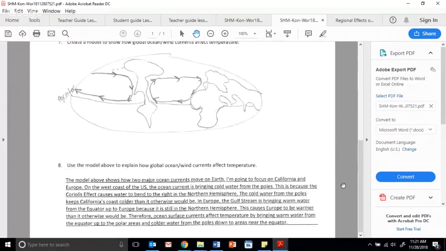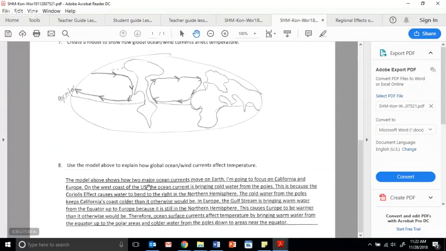Okay, so here's my explanation. The model above shows how two major ocean currents move on Earth. So I didn't put all of the ocean currents because that would just be ridiculous. Oh, and see here, I mentioned a state and a country, and I didn't put the labels up here. So you would need to make sure that you labeled this up here, okay? I'm going to focus on California and Europe. So California's over here, Europe's over here. I know my drawing's terrible.